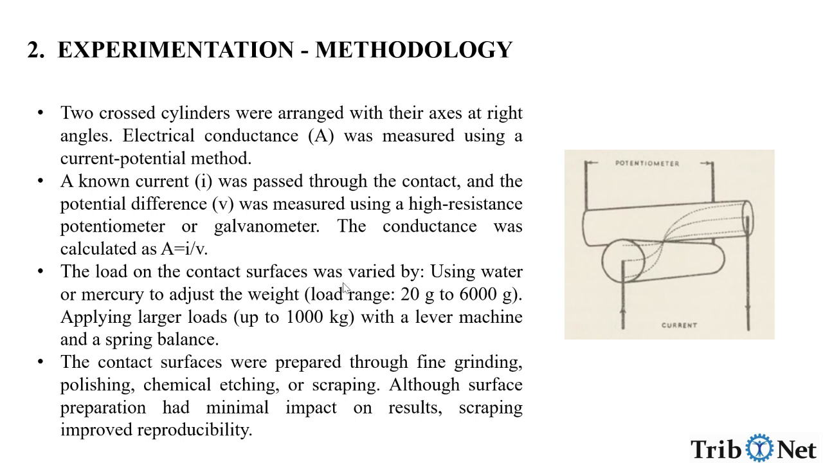The load on the contact surfaces was varied by using water or mercury, adjusting using weights, and the load ranged from 20 grams to 6,000 grams, applying larger loads up to 1000 kg with a lever machine and a spring balance. The contact surfaces were prepared through fine grinding, polishing, chemical etching or scraping. Although surface preparation had minimal impact on the results, scraping improved the reproducibility.